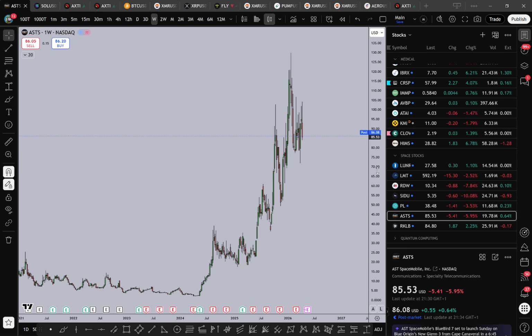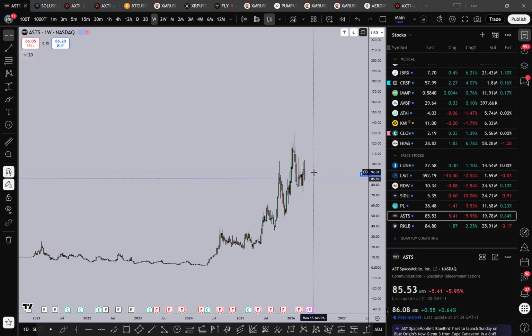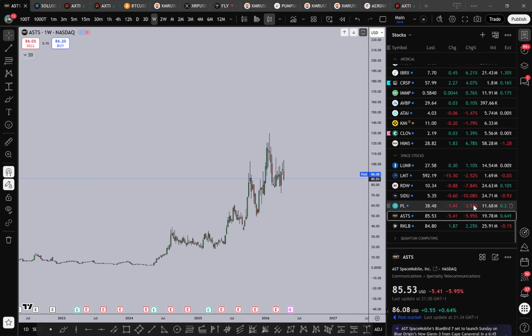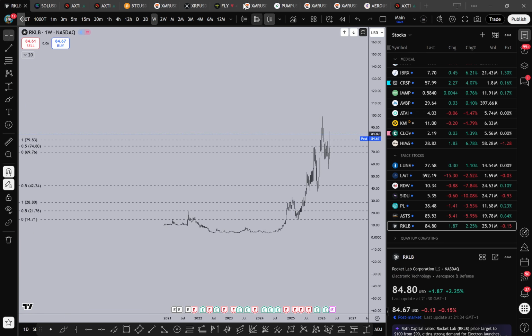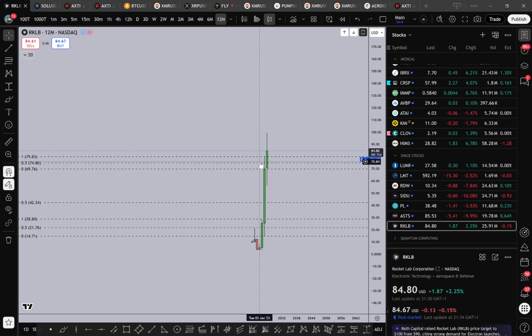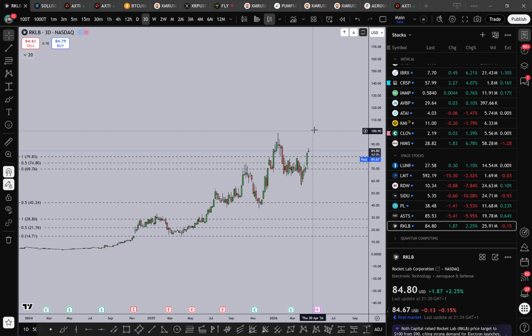There is AST Space Mobile, right? This actually looks pretty distributive, locally speaking, so I wouldn't touch this for now. Let's see how this one develops. And then there's Rocket Lab, right? Again, insane move up. Trying to get past the previous all-time high of 2025. So again, as long as you're above the 2025 high, this is going to keep trying to put new highs in. Like, $100 is calling for RKLB.